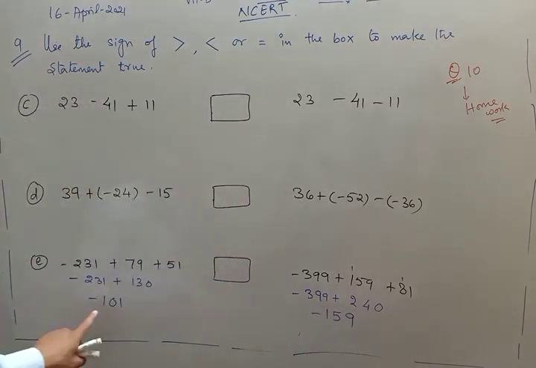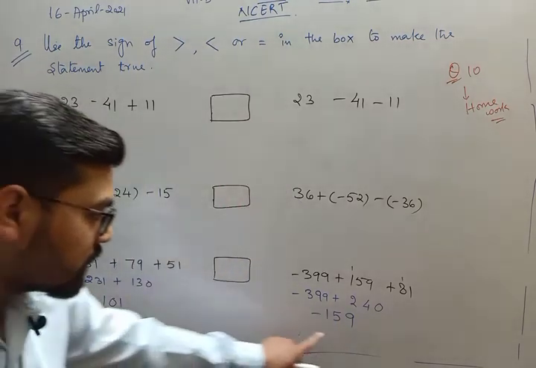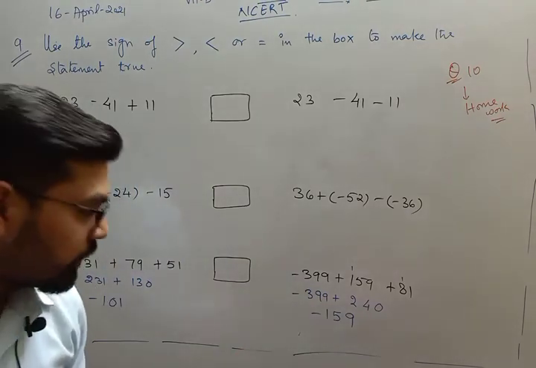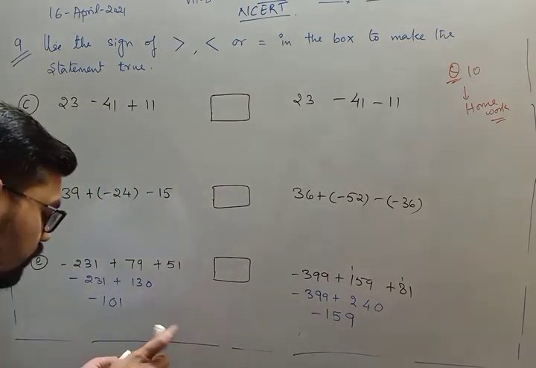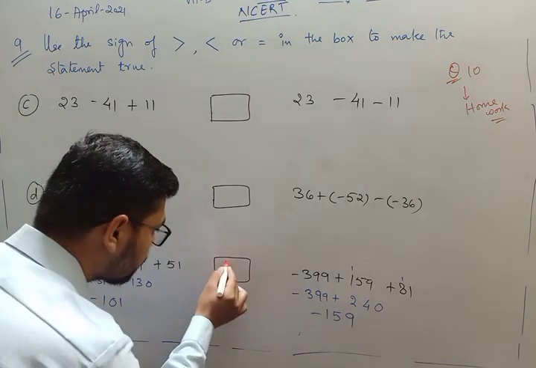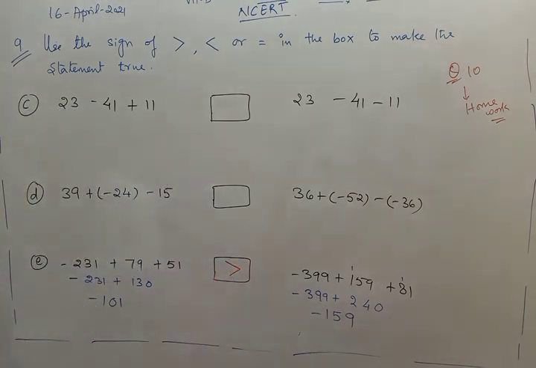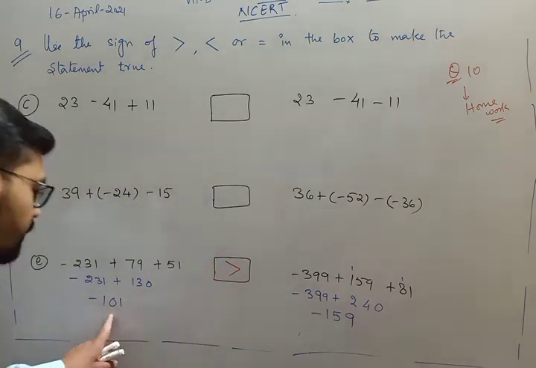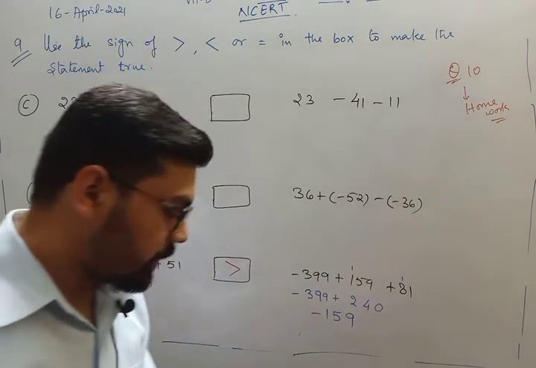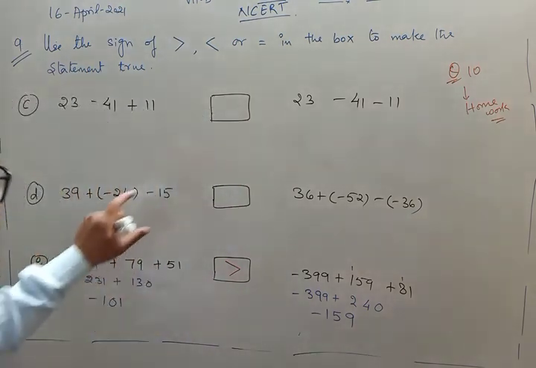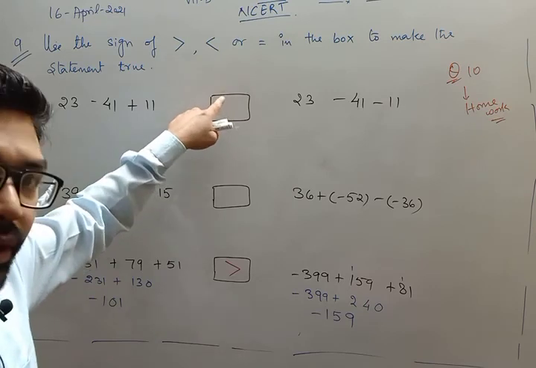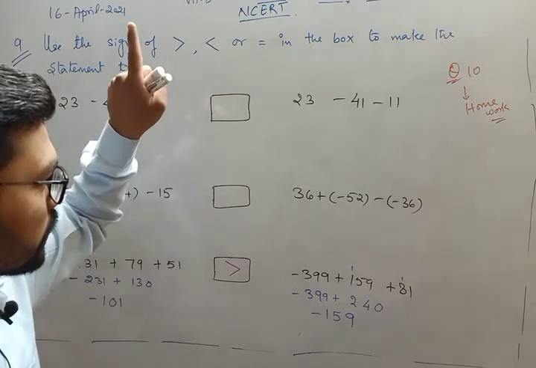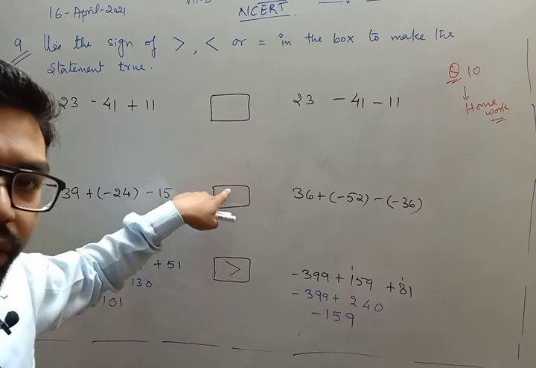Now minus 101 is greater than minus 159, so the sign that you will use here will be, please note it down fast, that means minus 101 is greater than minus 159. Now you just tell me what sign should be there and what sign should be used here.